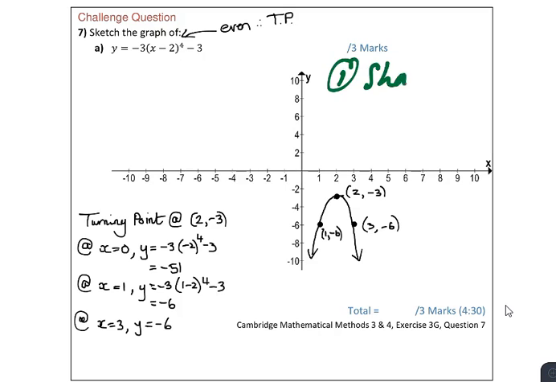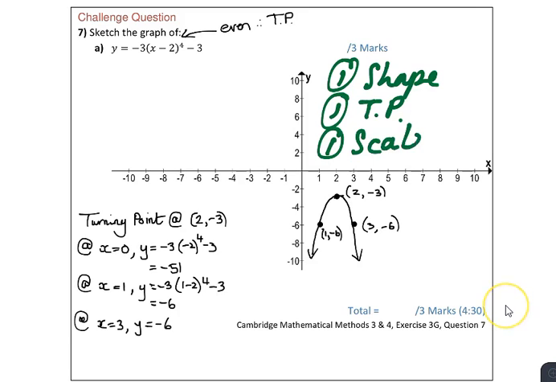And then we need to look at where our marks are coming from. So there is definitely a mark there for shape. You probably get a mark for your turning point in this particular case, so labeling that turning point. And maybe a mark for scale. Depending on the question, that might change. But in this particular case, I would go for a mark.